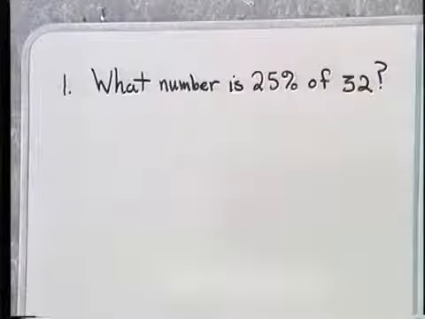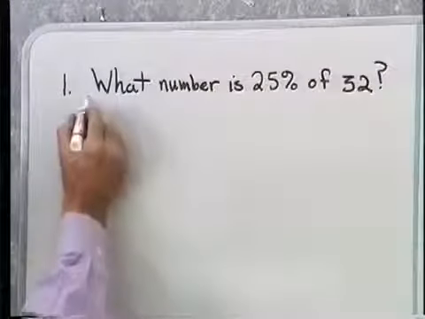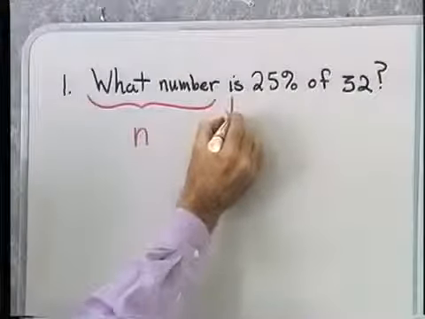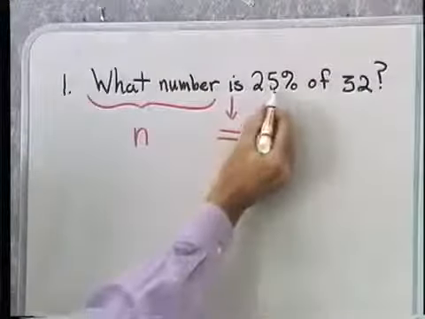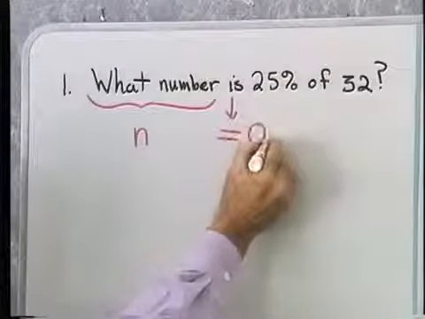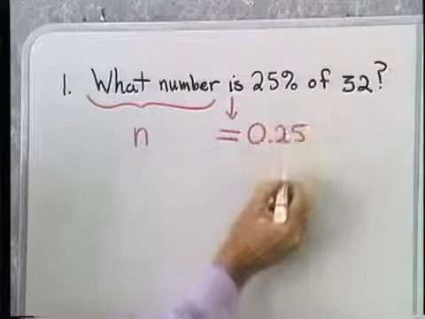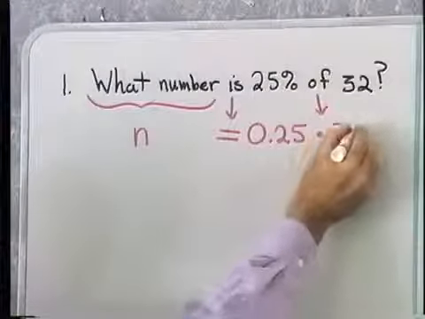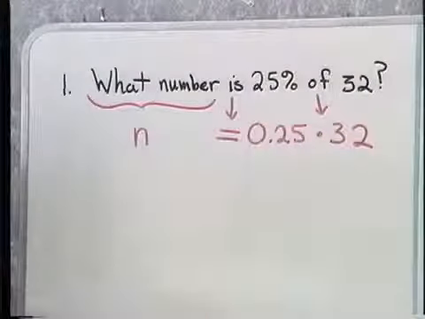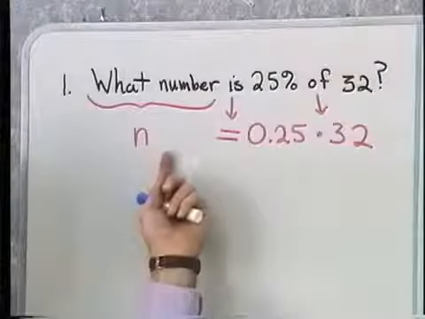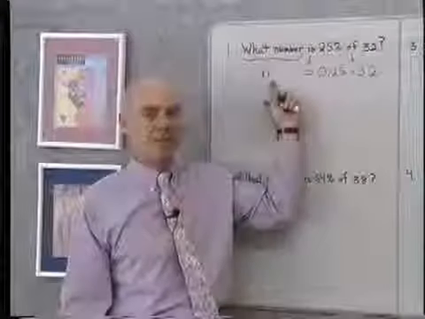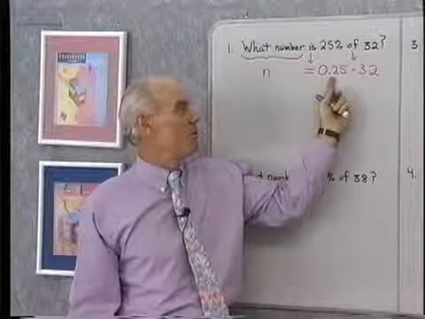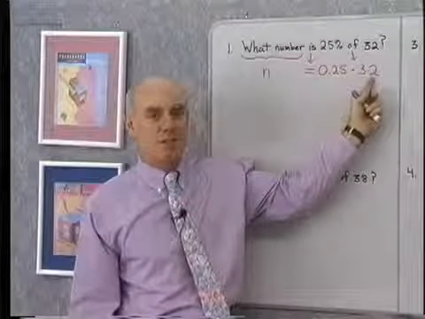What number is 25% of 32? So we translate. What number translates into n? Is translates into equal. 25% as a decimal is 0.25. Of is multiply, and then 32. So the translation is really pretty simple. It's very direct. What number? That stands for n. So I have n. Is translates into equal. 0.25. Of is times, and then 32.